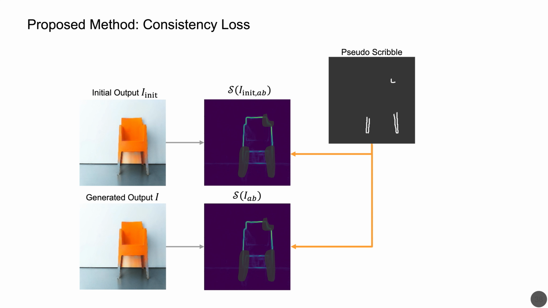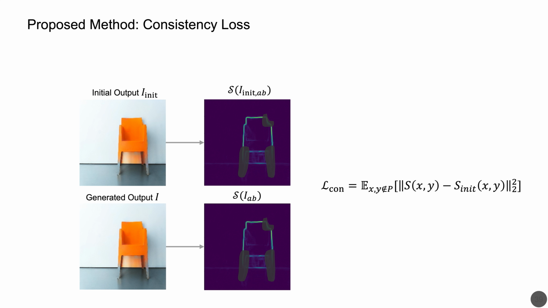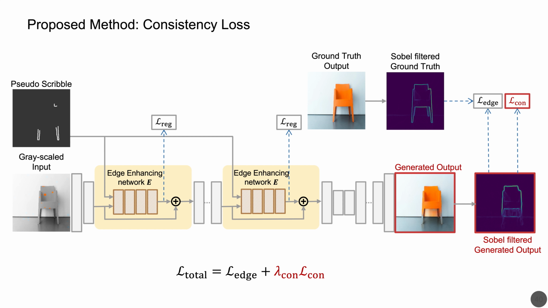This can be done by enforcing the edges of such areas to remain as much as those of the initial colorized output. Therefore, we formulate this by minimizing the difference between the edges of these images in such an outside area. By adding consistency loss to the previous edge enhancing loss, we obtain more realistic enhanced output without artifacts in the unintended areas.